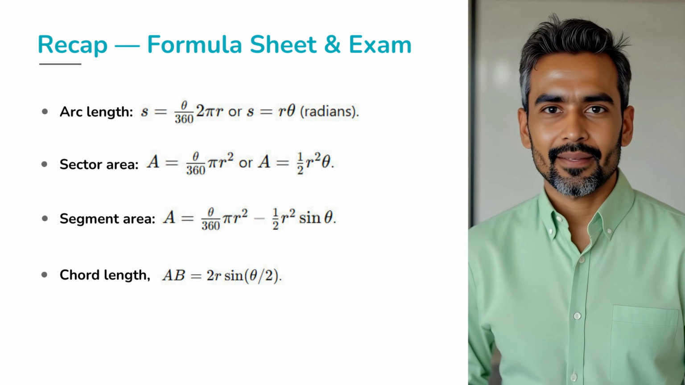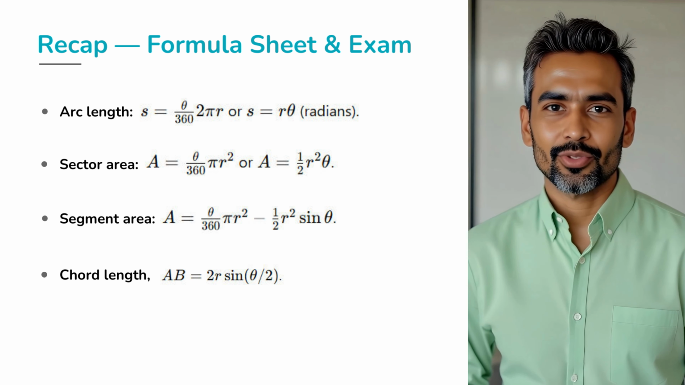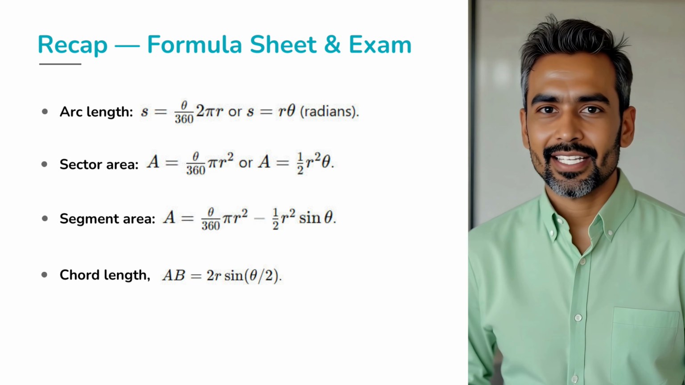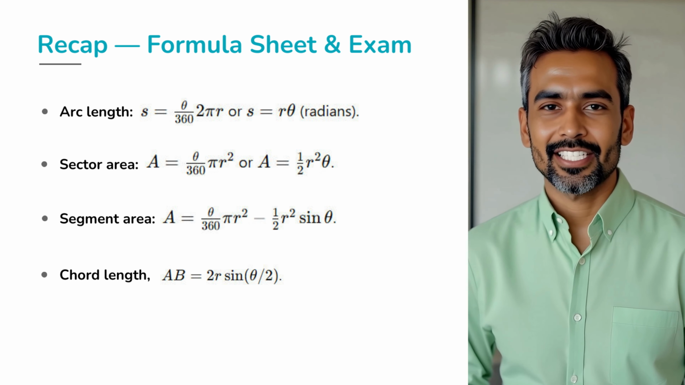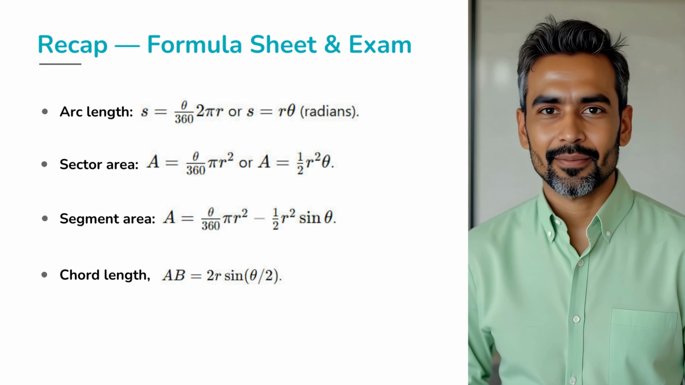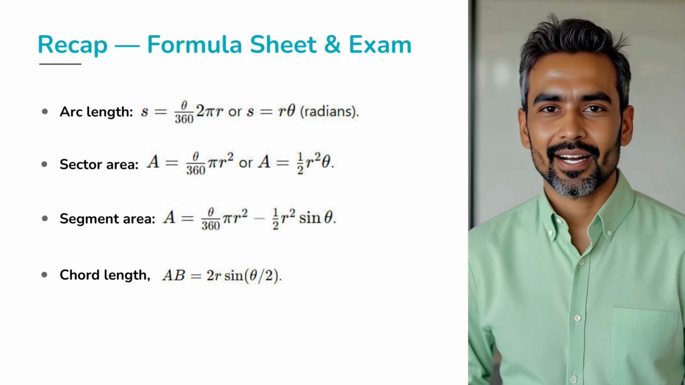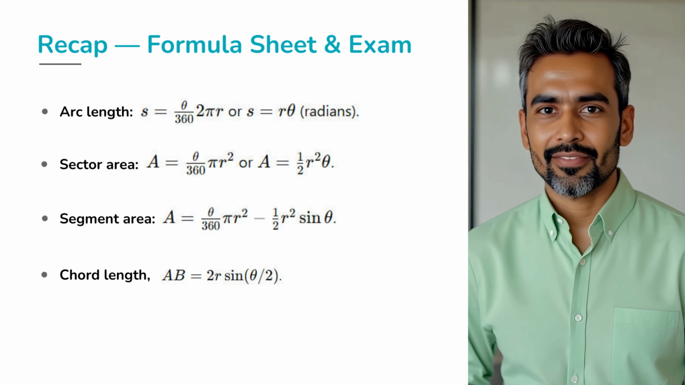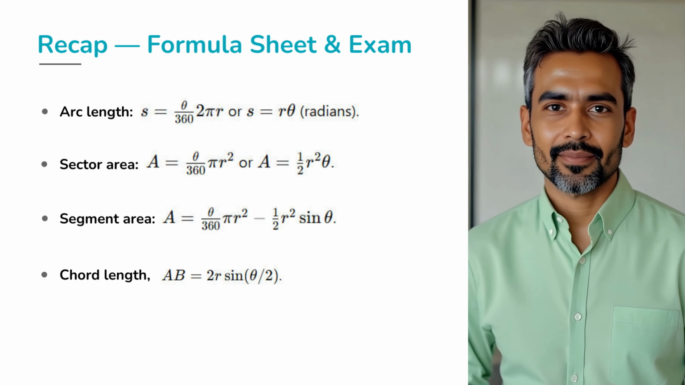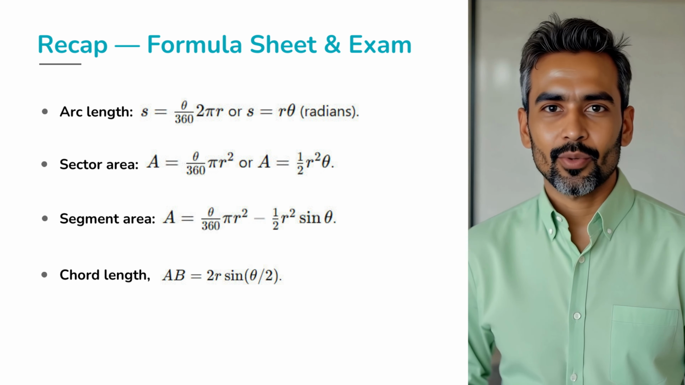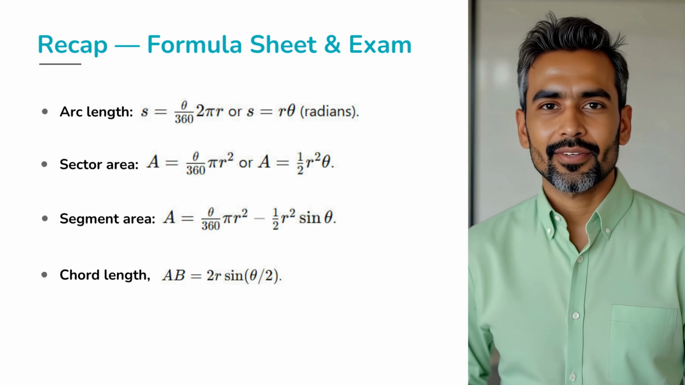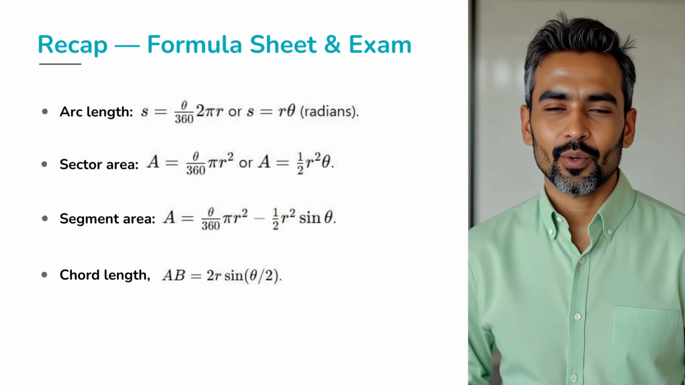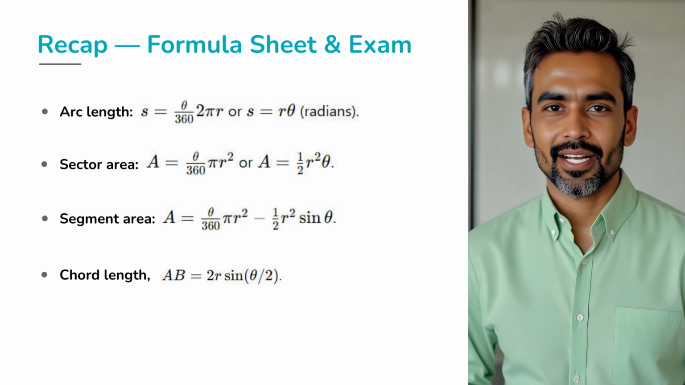Before we wrap up, let's do a lightning speed recap so you can ace your exams. Arc length equals pi r theta by 180 or r theta in radians. Sector area equals pi r square theta by 360 or half r square theta in radians. Segment area equals pi r square theta by 360 minus half r square sine theta. And chord length equals 2r sine theta by 2.